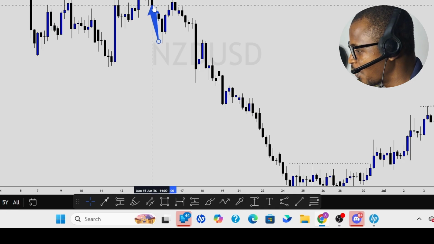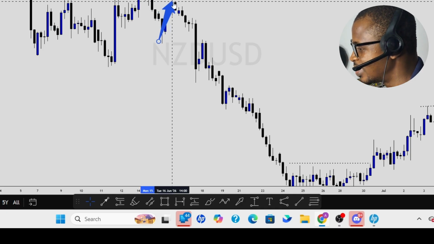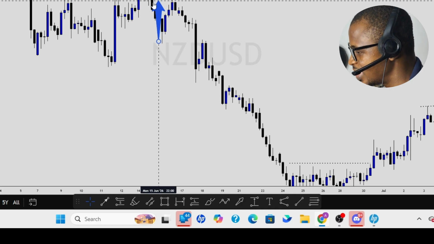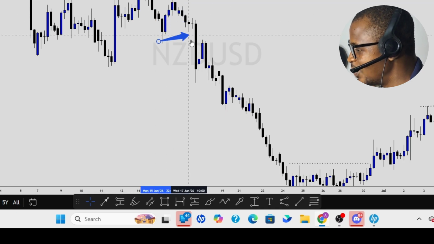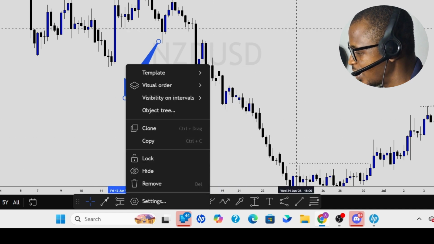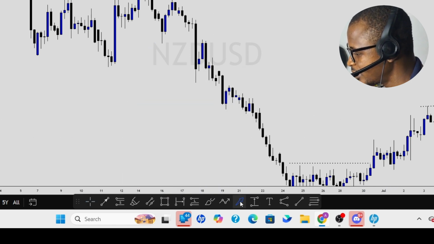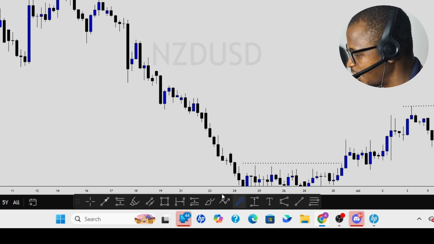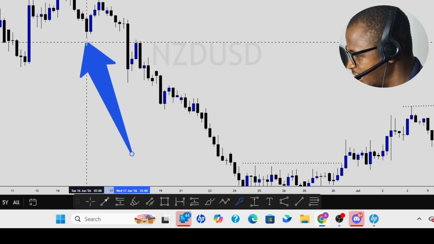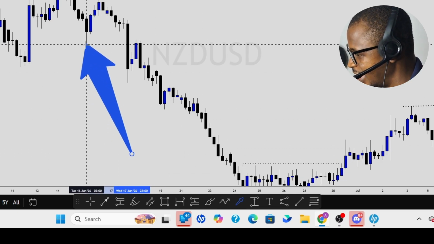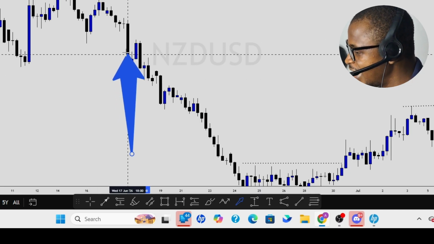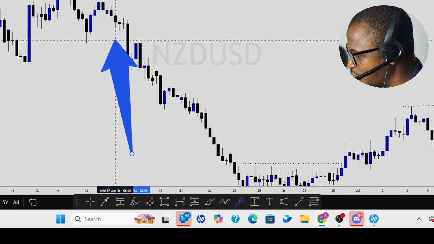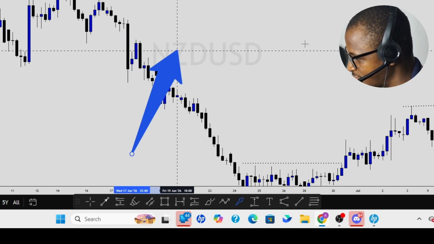The moment the price moved from this internal liquidity right here, look at this internal liquidity, it moved from here and went straight for this external liquidity. Look at this external liquidity now. The market went straight for this external liquidity, and it created a break of structure. Remember again, it equally left behind another fair value gap while it was trying to break this level here. Look at this fair value gap.